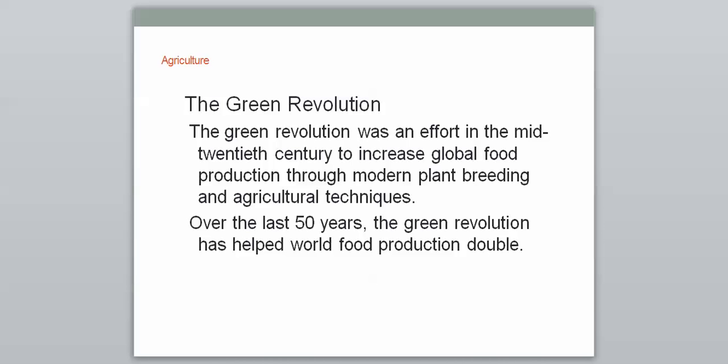And with all these improvements and increases in technology, something known as the Green Revolution has come along. This can be described as an effort in the middle of the 20th century to increase global food production through modern plant breeding and agricultural techniques. It has been successful, because over the past 50 years the Green Revolution has helped world food production double. So over the last 50 years, we have doubled the amount of food that we are producing, which helps out multiple parts of the world.